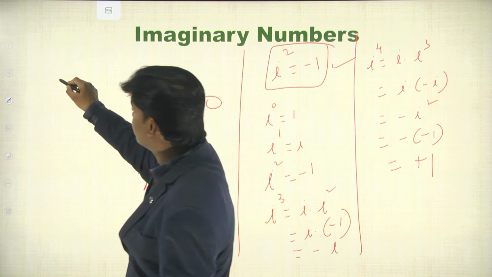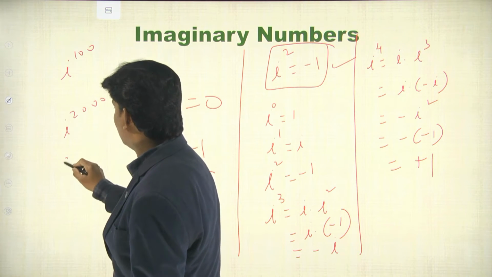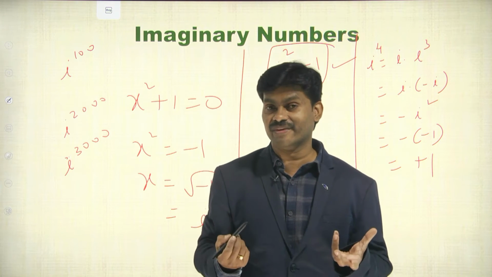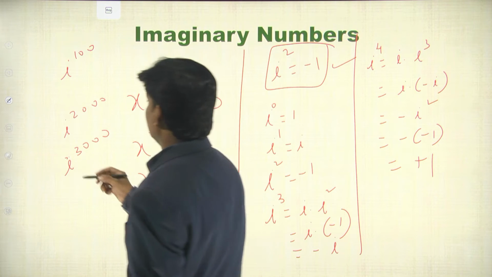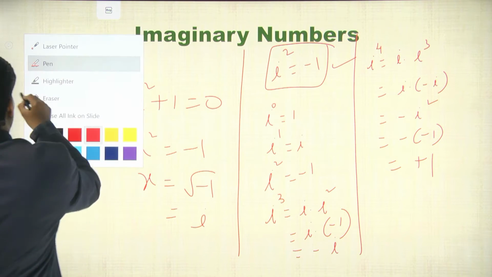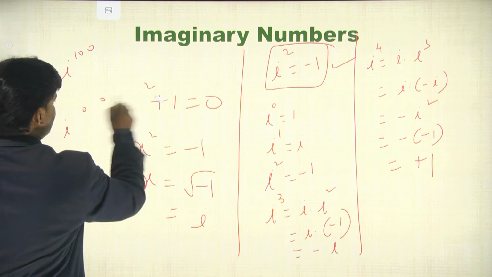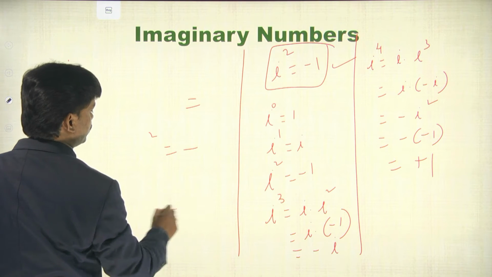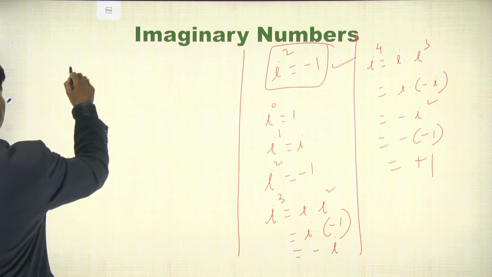Now I want the value of i power 100, i power 2000 or i power 3000. Like these values I want. What shall we do? We can't expand like this so many times. So here we have to follow a rule. Let's see that rule we follow to expand this. i power 100, i power 999, i power 2000, all of this we will get very simply. Let me write that rule here.